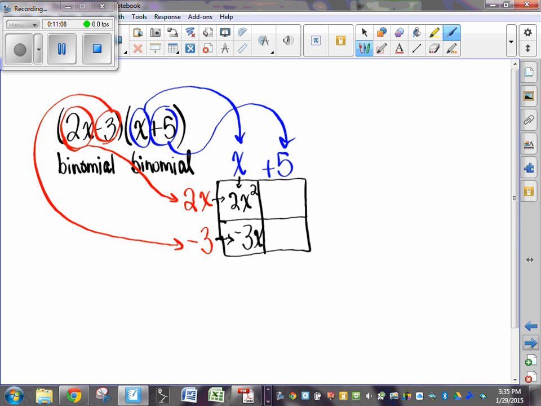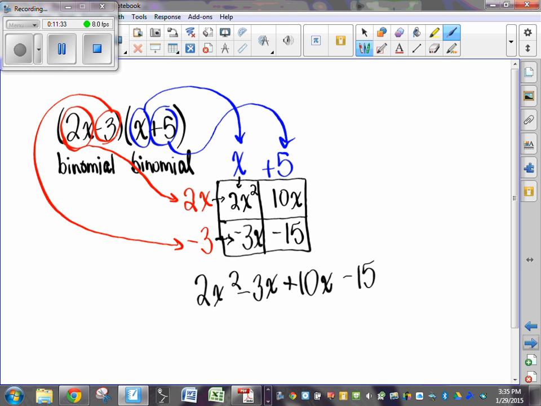I'm going to say 2x times 5, and that's going to give me 10x. And then I'm going to say negative 3 times 5, and that's going to be negative 15. So once I've filled that box in, all I have to do is write down my answer. So 2x squared minus 3x plus 10x minus 15. And combine my like terms.